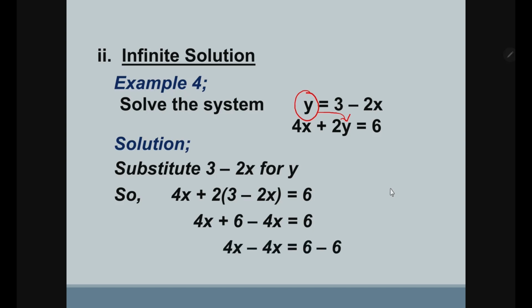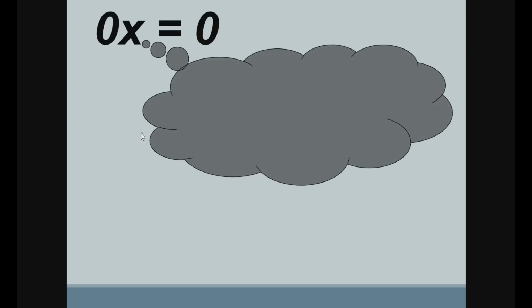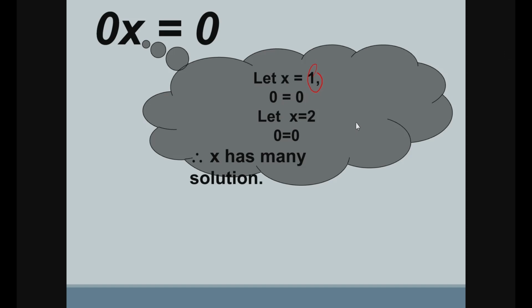And then we try to solve this one. 0x equal to 0 means the value of x can be any value. So, x has many solutions. x can be 1, x can be 2, x can be 3, and so on. So, therefore, x has many solutions.